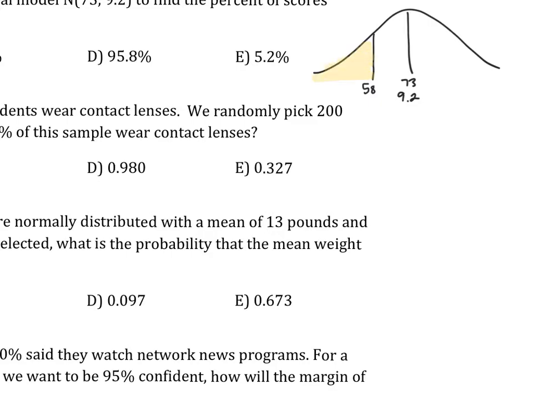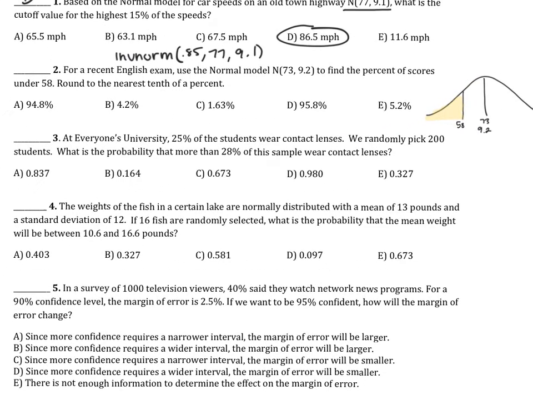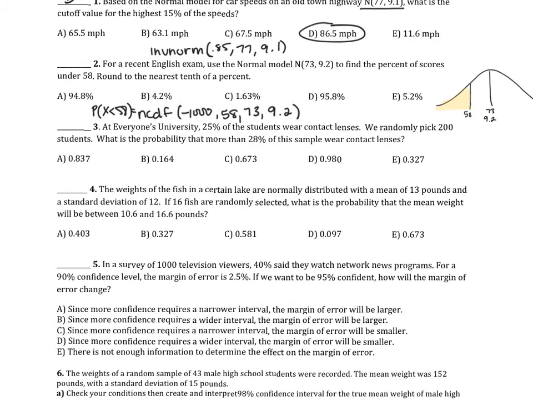When I want to know a probability under the curve, I use normal CDF in my calculator. My lower bound, this is for the probability of X being less than 58. My lower bound is something large and negative, like negative 1,000 or 10,000. My upper bound is 58, mean of 73, and standard deviation of 9.2. You should get approximately E, 5.2%.